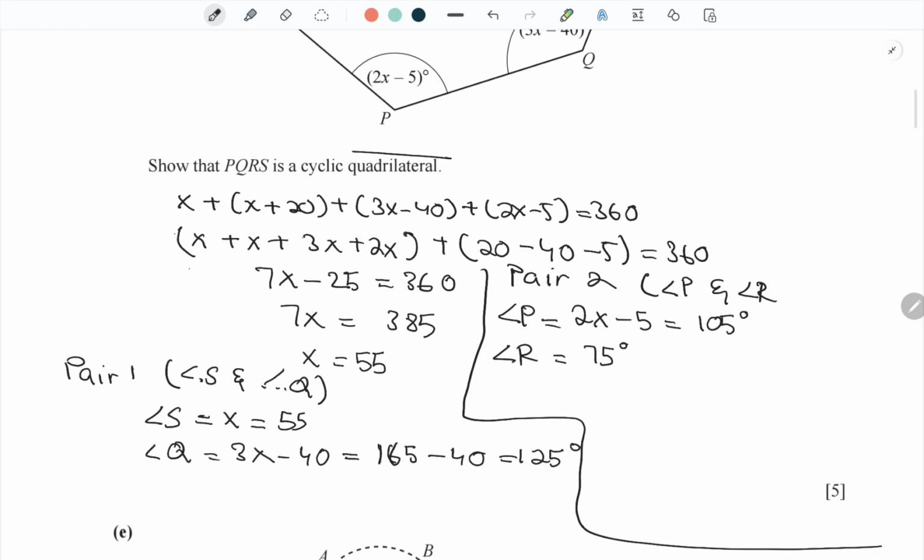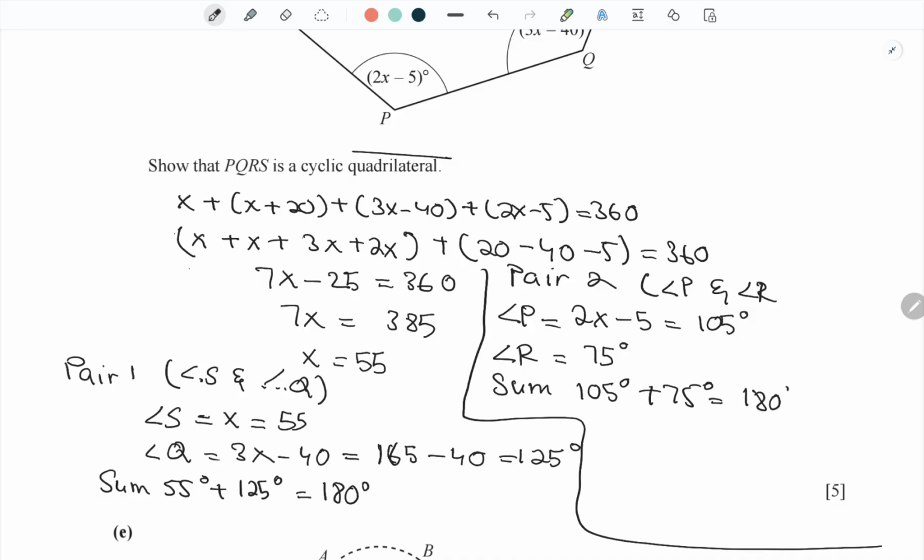Now we sum together. I just forgot to sum together here. We also sum together here, so that means in the first one, 55 degrees plus 125 degrees, so we get 180 degrees. Now in the second pair, we add them together, 105 degrees plus 75 degrees, we get 180 degrees, right?